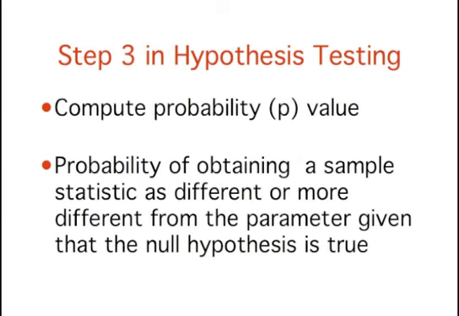The third step is to compute the probability value, also known as the p-value. This is the probability of obtaining a sample statistic as different or more different from the parameter specified in the null hypothesis, given that the null hypothesis is true.